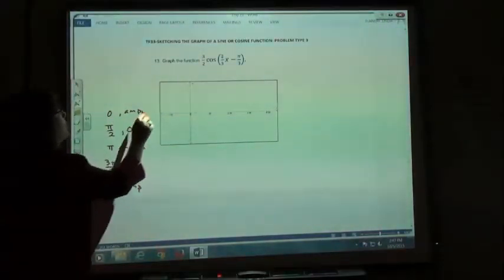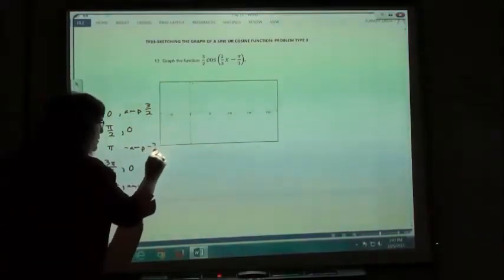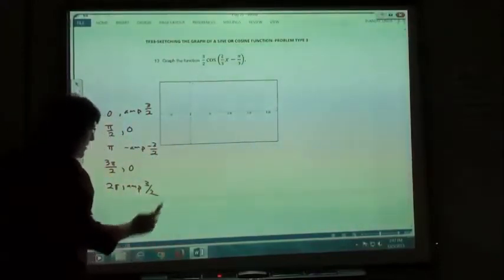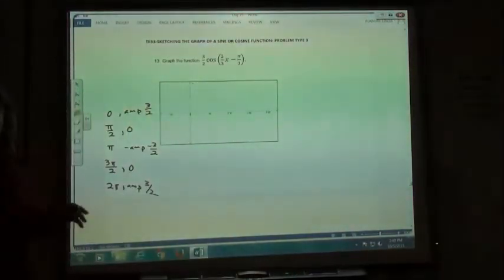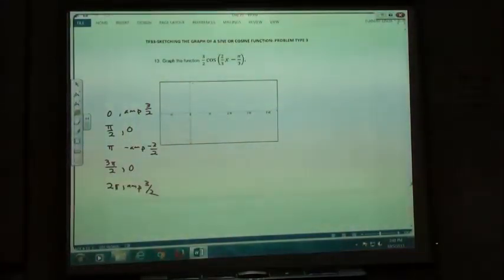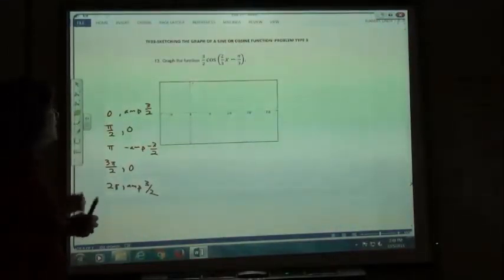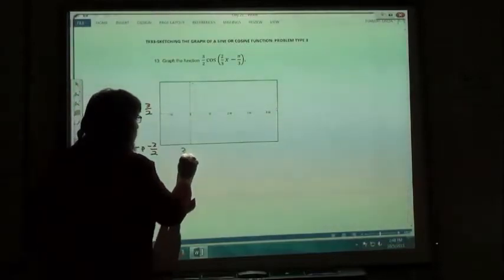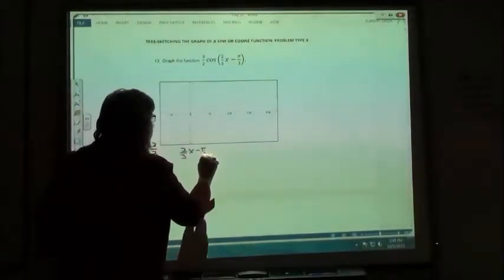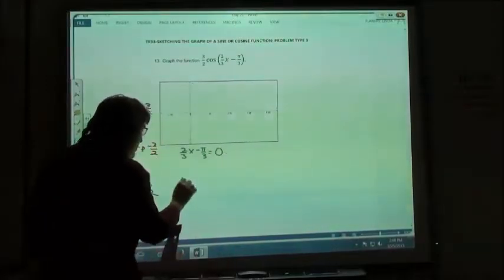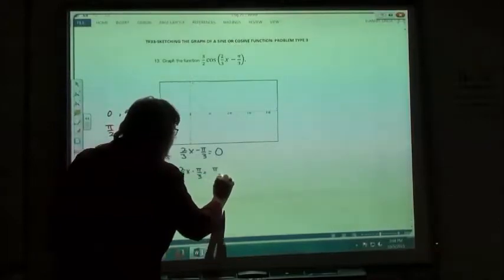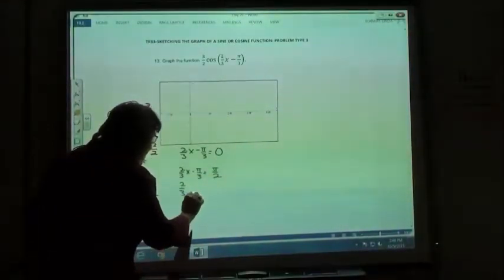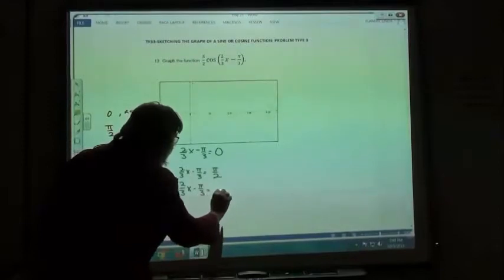In this case, my amplitude is a positive 3/2, so I can put those in there. I've got to figure out what my phase shift and my period are going to turn out to be by setting what's in the parentheses equal to each one of these values. So I'm going to say 2/3 x minus pi over 3 equals 0. 2/3 x minus pi over 3 equals pi over 2. 2/3 x minus pi over 3 equals pi.